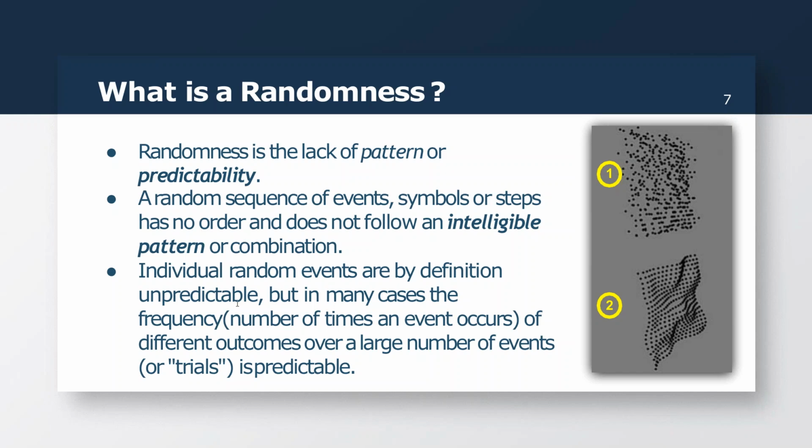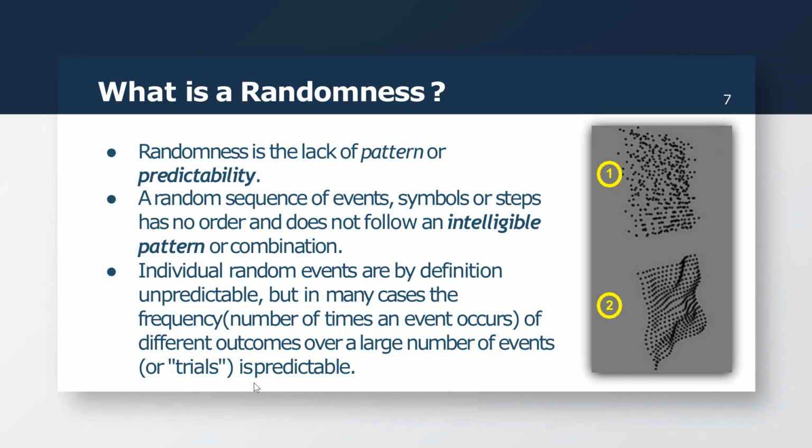So if you look at this first image here, there are a number of dots that are scattered around. You cannot really make out what that is. But before you go and see the second image, just read this point. It says individual random events are by definition unpredictable. But in many cases, this is the key part, the frequency, or the number of times an event occurs, of different outcomes over a large number of events is predictable.